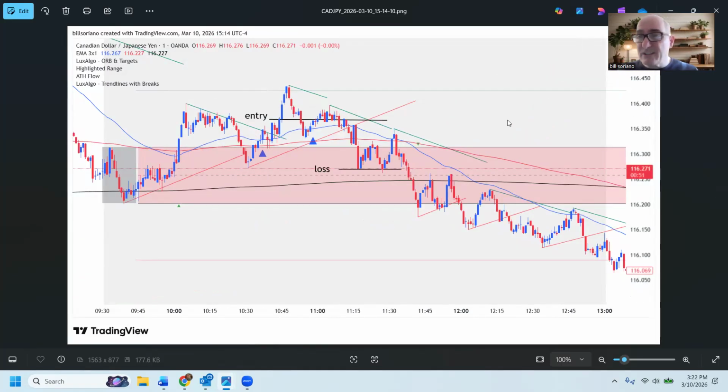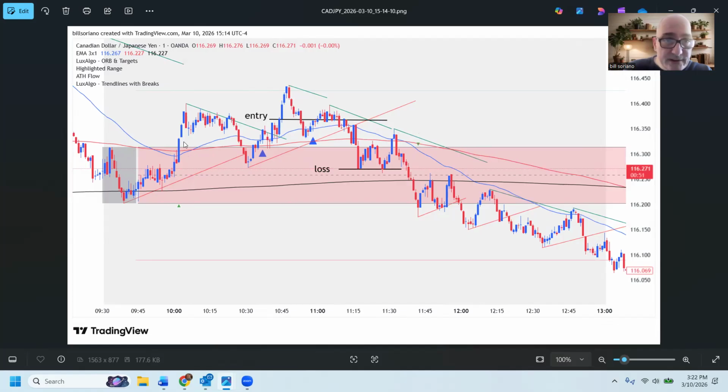This was my one loss for the day. I did take this trade in the Canadian yen, CADJPY. We had an entry right here. We were bullish. Now, here's something to keep in mind for next time.